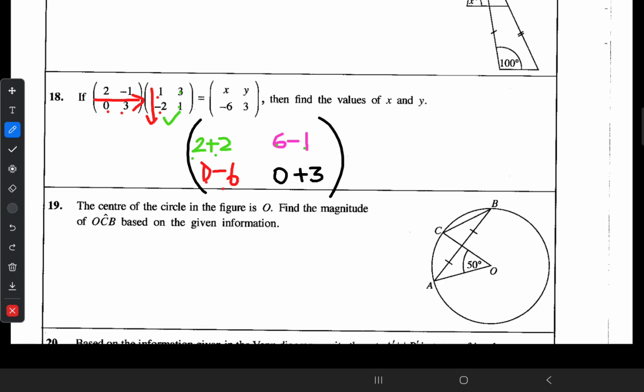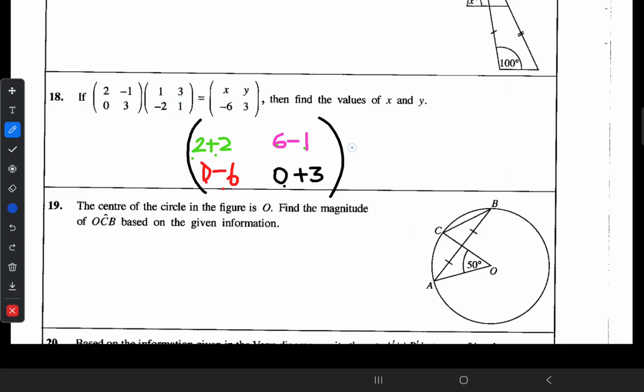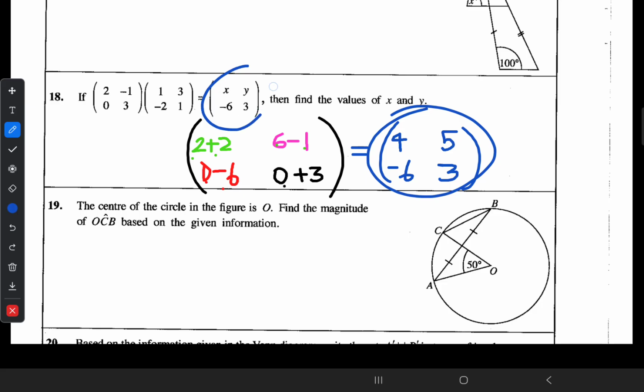And finally, second row with second column. 0 into 3, 0. 3 into 1, positive 3. And thereafter, let's add and subtract to do the operations. 2 plus 2, 4. 6 minus 1, 5. 0 minus 6, negative 6. 0 plus 3, 3. So this is this.